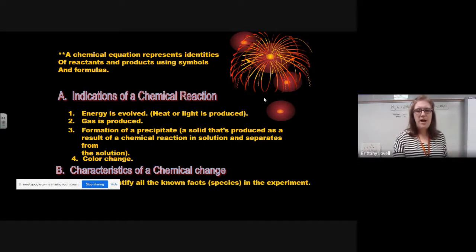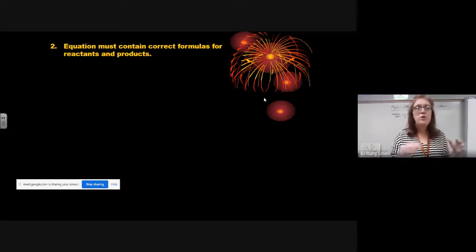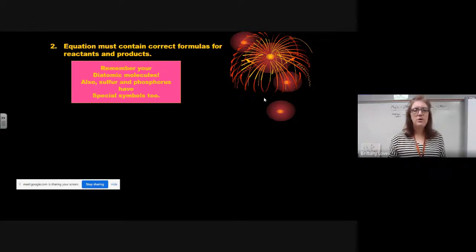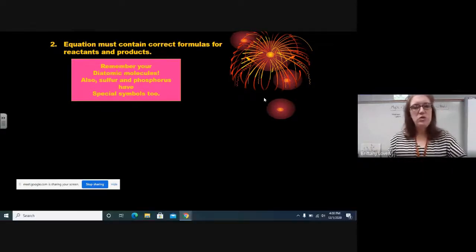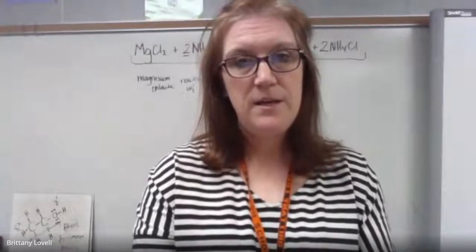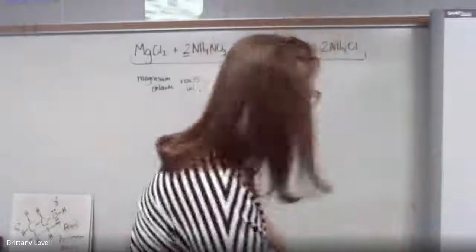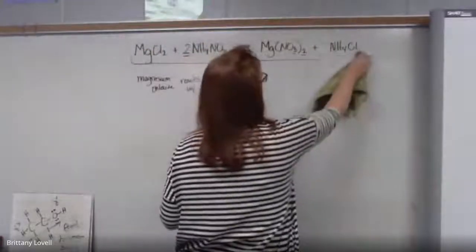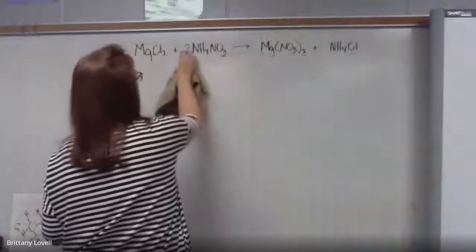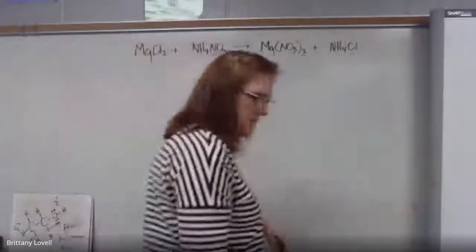You've got to be able to identify all the facts in the experiment, all of the reactants, all of the products. When you're writing it in an equation, when you're representing it, you've got to have correct formulas for reactants and products. And so we said today, you've got to remember your diatomic molecules. In case you don't remember the diatomic molecules, we did discuss this earlier this year. I had the kids here on site write it down, but then we wrote it down again. I'm going to erase that. We'll come back to that. So we'll write down our diatomic molecules really quick. I'm going to save that formula for something else here in just a second.